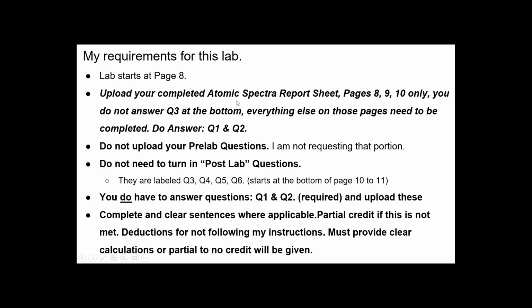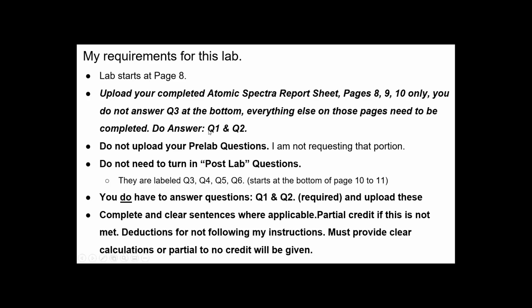In your atomic spectra experimental PDF, there are pre-lab questions. I don't want the pre-lab questions. Don't give me those. There are post-lab questions. I don't want the post-lab questions. Those are yours. The actual lab report starts at page 8. Page 8, page 9, page 10 only. So there are 3 pages I want. That covers part A, part B, and part C.